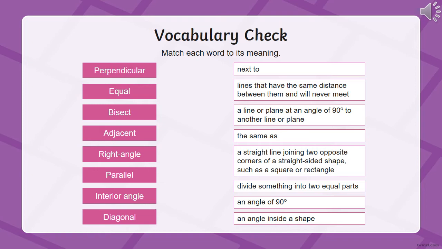Parallel is lines that have the same distance between them and will never meet. Interior angle is an angle inside a shape, and diagonal is a straight line joining two opposite corners of a straight-sided shape, such as a square or a rectangle.